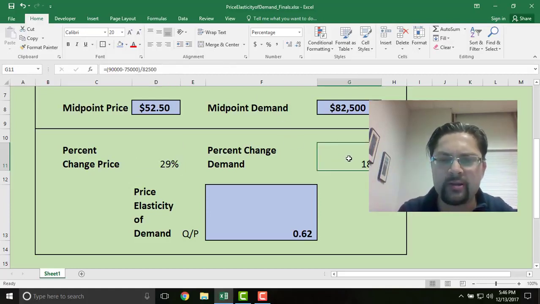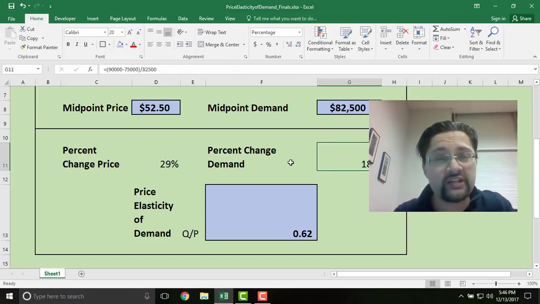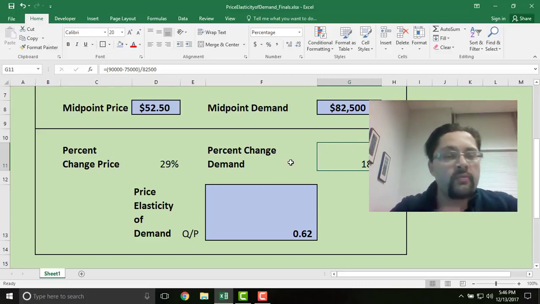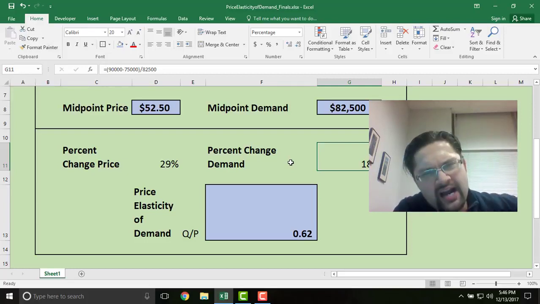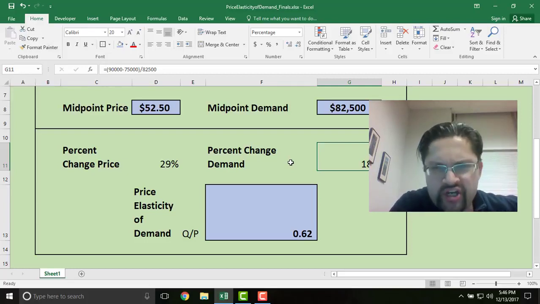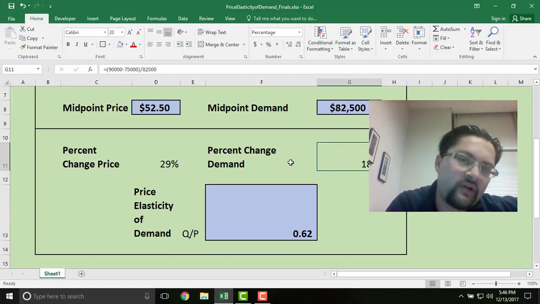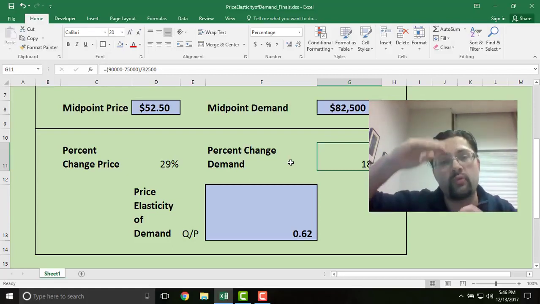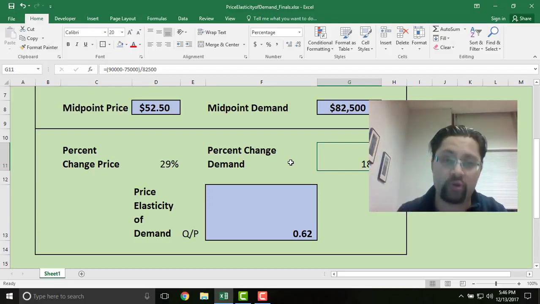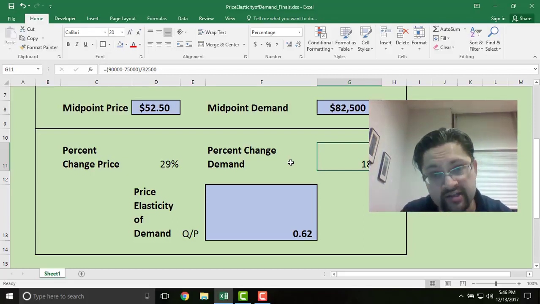So we changed our price by almost 30%. Almost 30%. We almost cut our price by a third, almost. And we only got 18% change in quantity sold. So we changed our price by a greater amount than we actually received in quantity purchased. So we would say that that's inelastic.